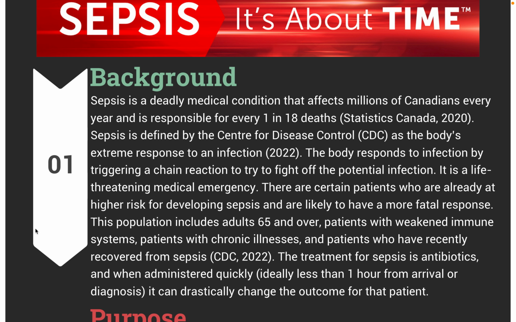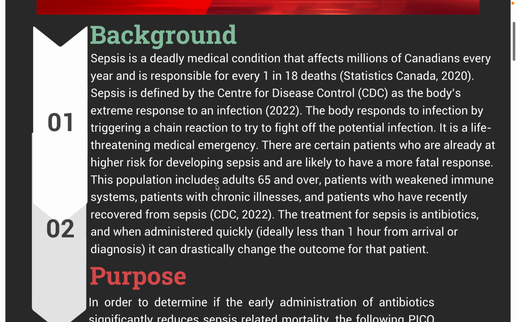The body responds to infection by triggering a chain reaction to try and fight off potential infection. It is a life-threatening medical emergency. There are certain patients who are already at higher risk for developing sepsis and are likely to have a more fatal response. This population includes adults 65 and over, patients with weakened immune systems, patients with chronic illnesses, and patients who have recently recovered from sepsis.